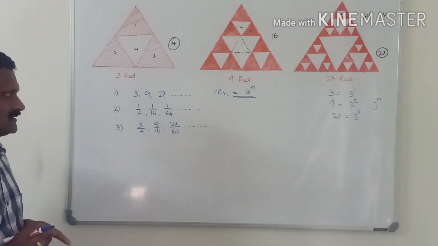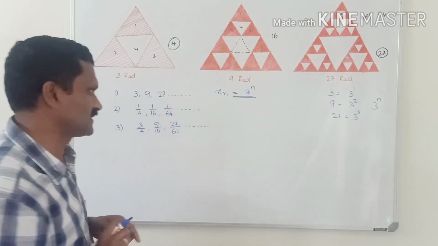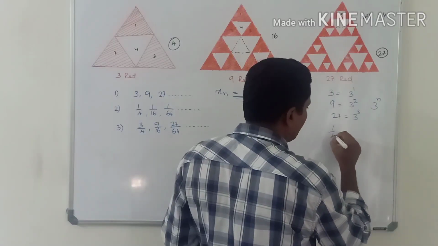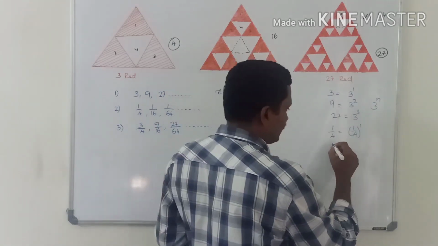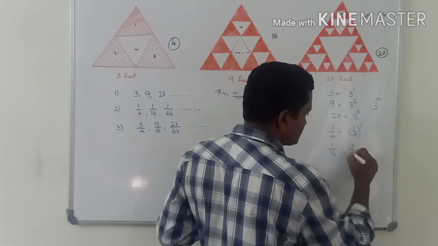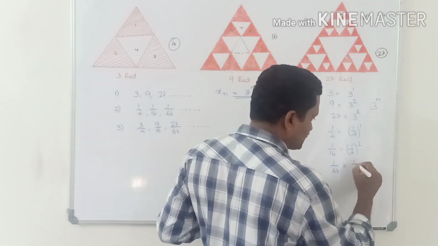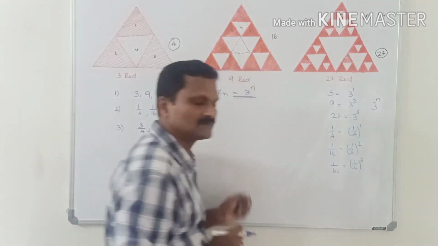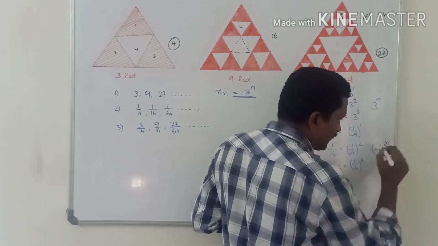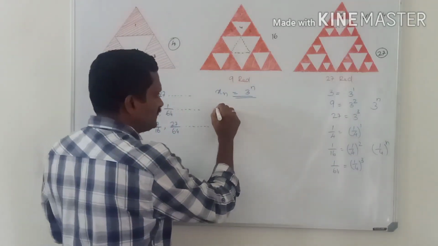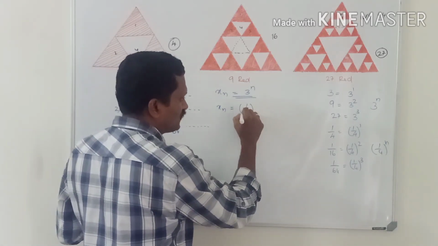Pass to the second one. The terms are 1 by 4, 1 by 16, 1 by 64, etc. 1 by 4 can be written as 1 by 4 all raised to 1. Same way, 1 by 16 can be written as 1 by 4 whole square and 1 by 64 can be written as 1 by 4 whole cube. In general, it is of the form 1 by 4 all raised to n. So the algebraic expression of the second sequence is 1 by 4 all raised to n.